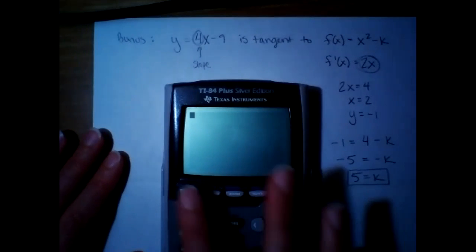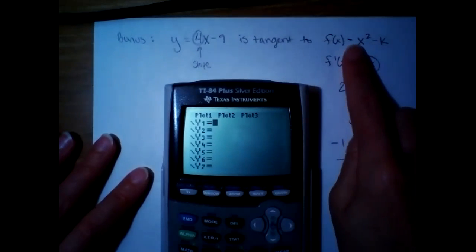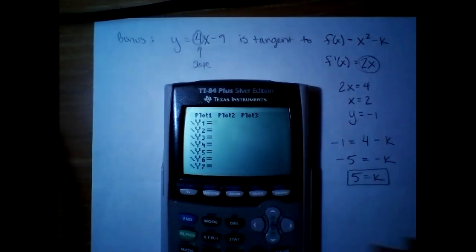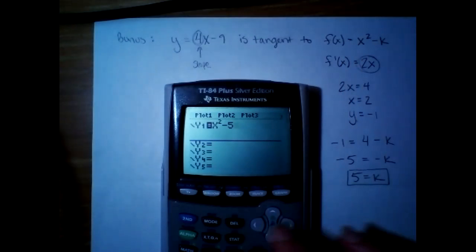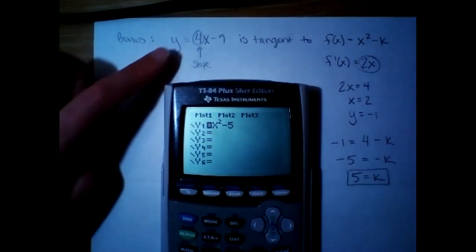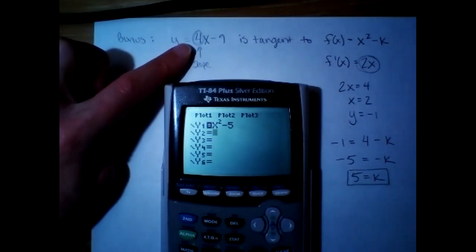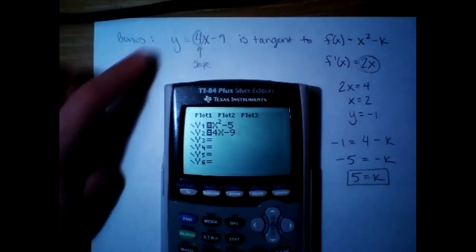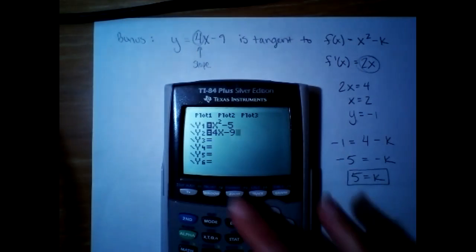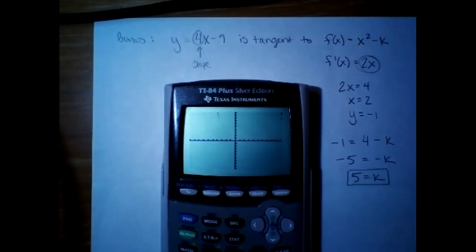So I go to y equals, and I'm going to type in this function. So it would be x squared minus 5. So that's going to be the parabola, x squared minus 5. And then I'm going to also type in this tangent line, so 4x minus 9. And I'm going to hit zoom 6. And you'll see there's the parabola, move down 5. And then that's the line that's tangent to it. So you can see that that line is tangent to it. So it just comes by and kisses the graph at that one point.